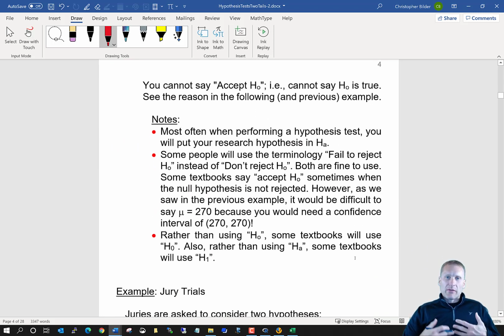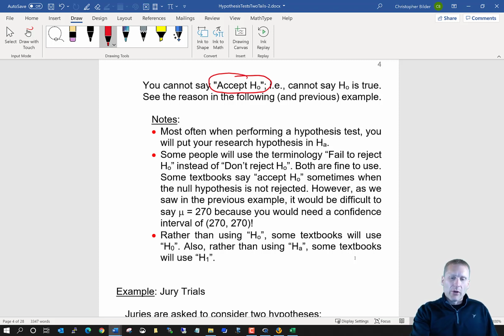Now, you're going to see a lot of different phrasing of wording, and wording is very important. Sometimes, unfortunately, you will hear people say accept H0 rather than don't reject H0. But that's like saying, okay, what's in H0 is true, and that's not the case, as you saw with our confidence interval example. So do not say accept H0. Even you will see some books that will actually put that in there, unfortunately. I will always take off points whenever I see the phrase accept H0.